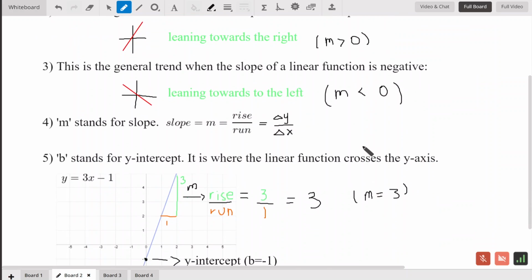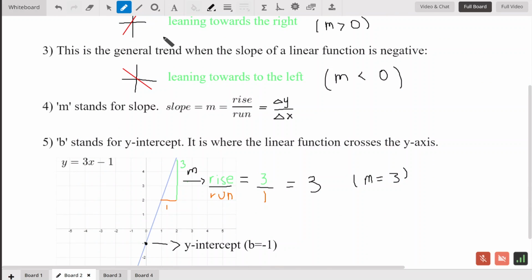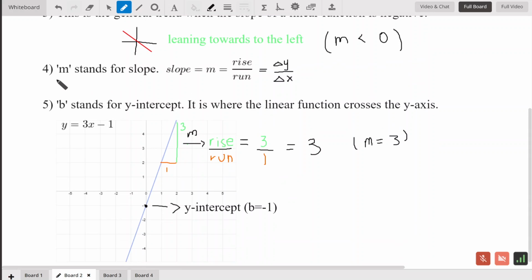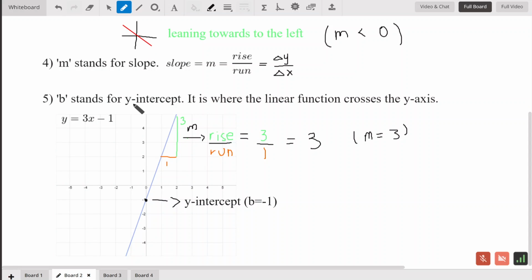Now, the general trend when the slope is negative is that the line is leaning towards the left. See how the red line is leaning towards the left? That's when your slope is negative. Now, m stands for slope, and slope is equal to rise over run, or change in y over change in x. b stands for the y-intercept, and that is where the linear function crosses the y-axis.